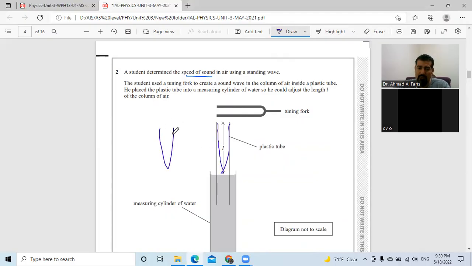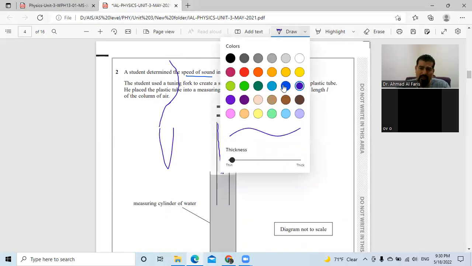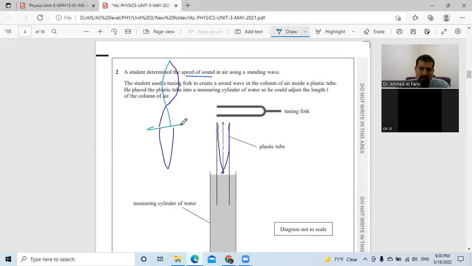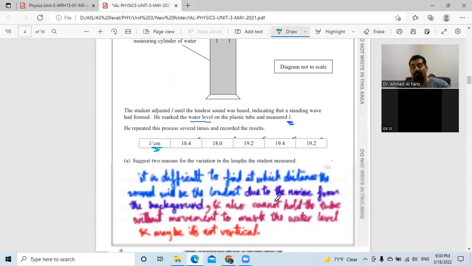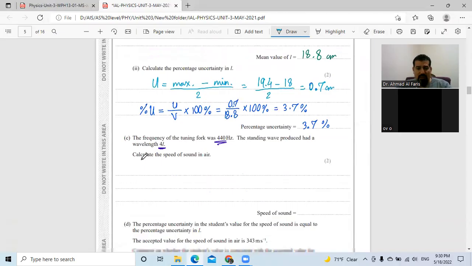This is a quarter of a wavelength, because a complete wavelength would be something like this, so it is actually only a quarter. That's why they give us the information that the wavelength is 4 times the length. Now calculate the speed of sound in air. The wavelength is equal to 4 multiplied by L, the distance L that we just found, so 4 multiplied by 0.188, converted from centimeter to meter, which is 0.752 meter. This is the first step.